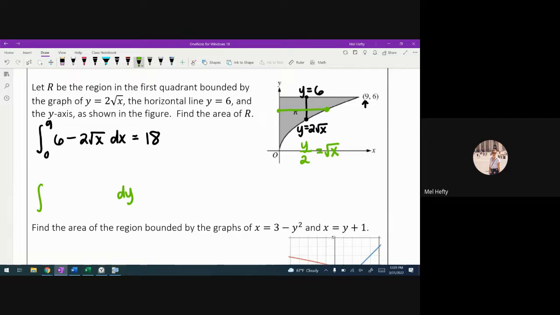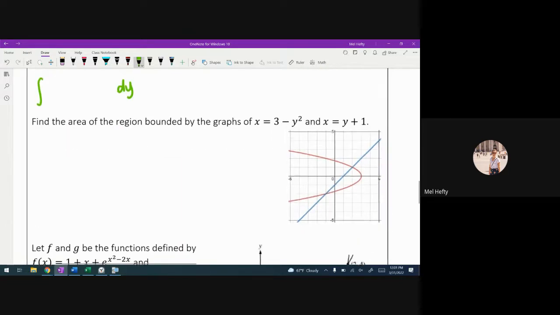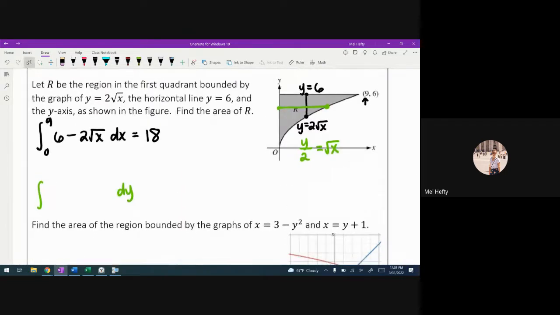Yes, we're learning how to do it a different way so that when we have to do it a different way, we are prepared. How do I get rid of a square root? I square it. So I'd get x equals y squared over 4. So that's what this curve is.